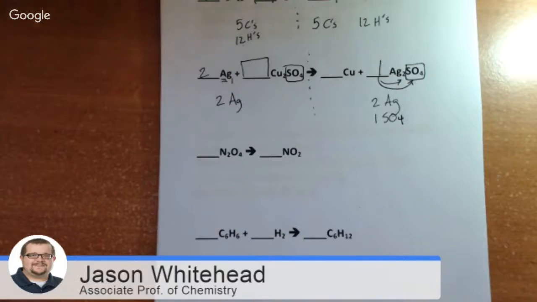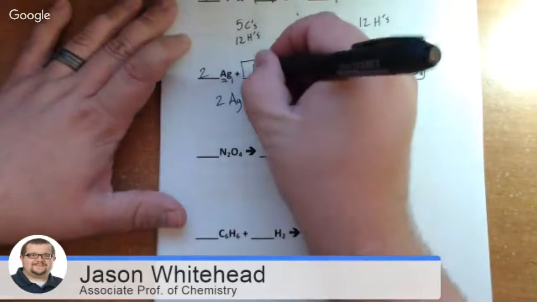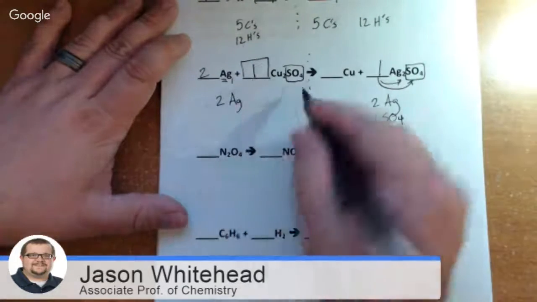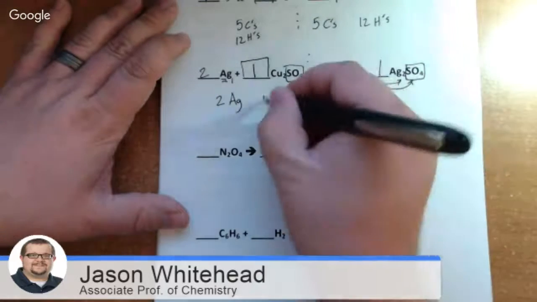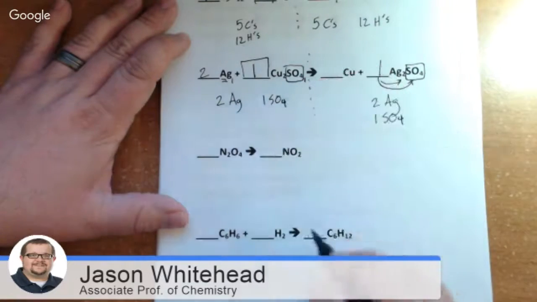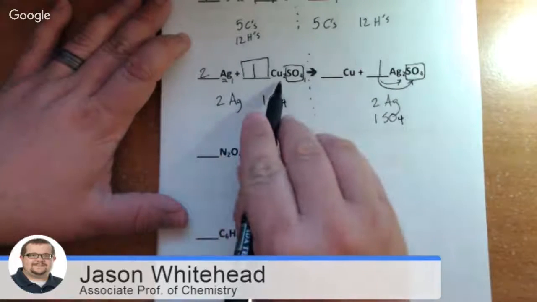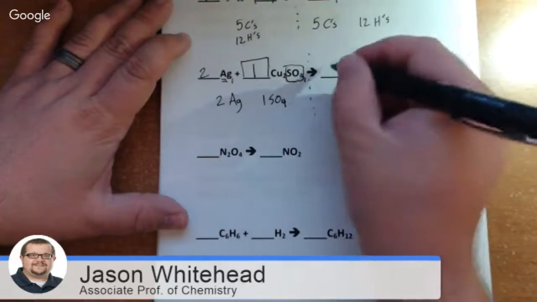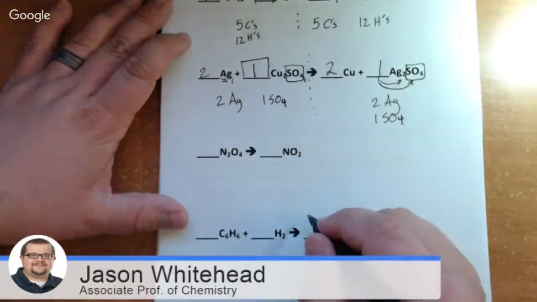Good. Yeah, 1's going to go on the blank, because 1 times a single SO4 is going to give me that 1 SO4 on the left. Last thing is my coppers. 1 times 2 gives me 2 coppers. So I can put a 2 here. That gives me 2 coppers also.